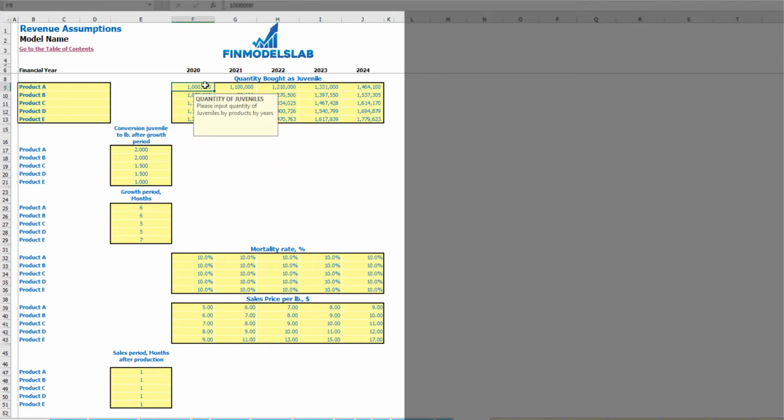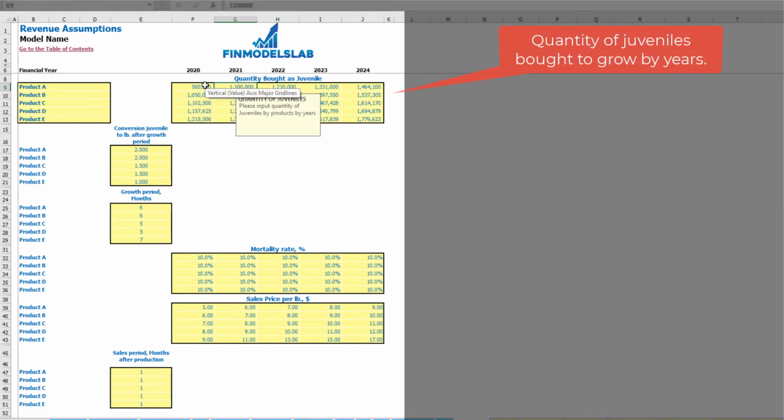The next stage is to set up quantity of juveniles bought by years, for example 500,000 for the 2020 for product A and additional 100,000 per each next year. This is changeable for all other products as well by years.